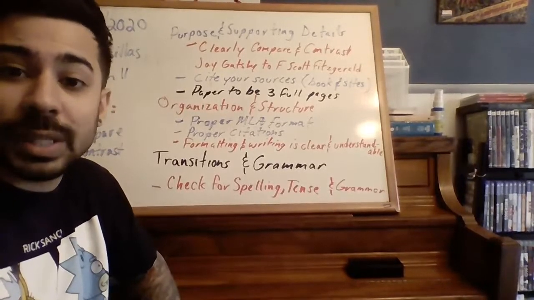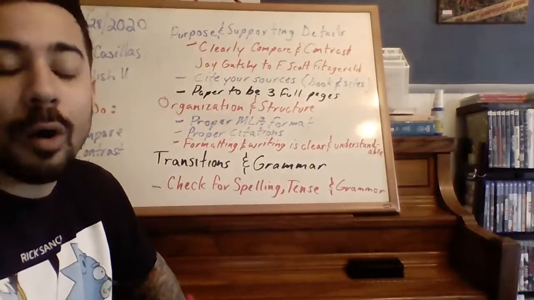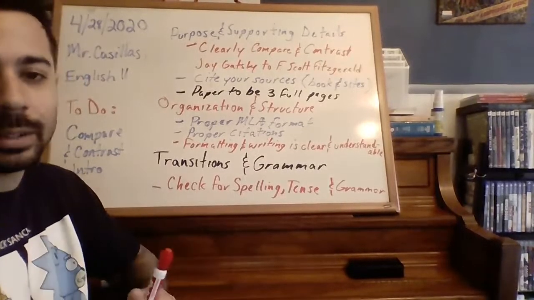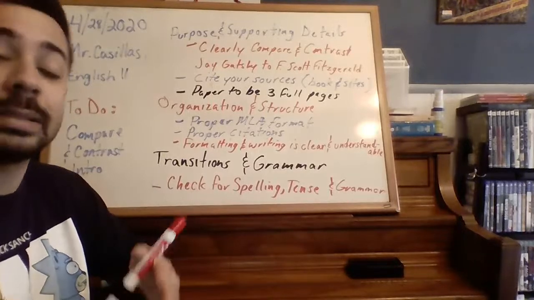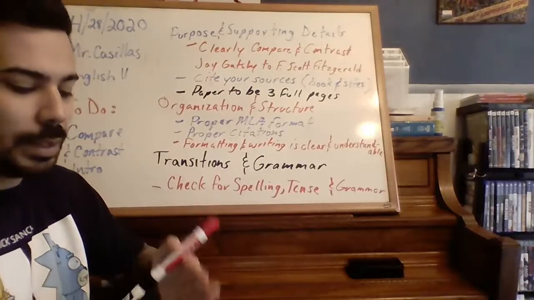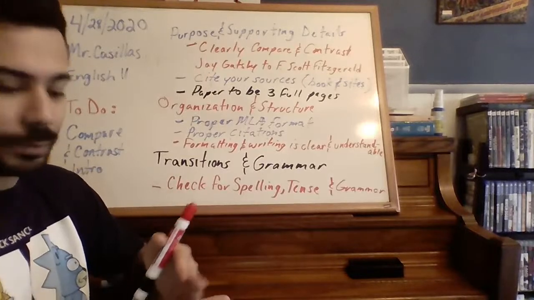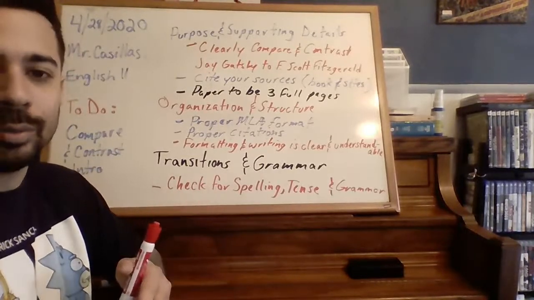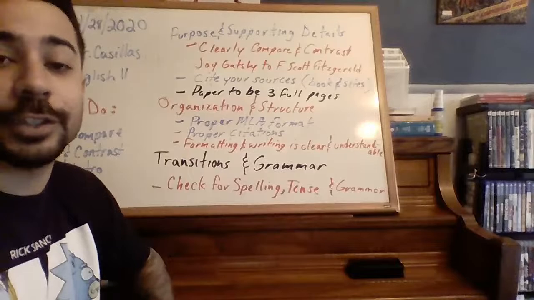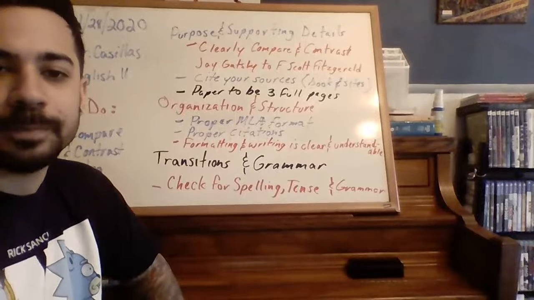All right, each section is written on a 4-point scale. To get all 4 points on purpose and supporting details, your paper needs to clearly, definitively compare and contrast J. Gatsby to F. Scott Fitzgerald. That way we can clearly see how F. Scott Fitzgerald and J. Gatsby inspired each other, and also how he created these differences so that you would know this is Jay Gatsby and this is not F. Scott Fitzgerald while you're reading. To get a 4, you're going to have all of that information.